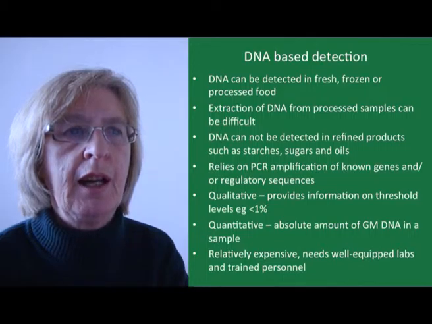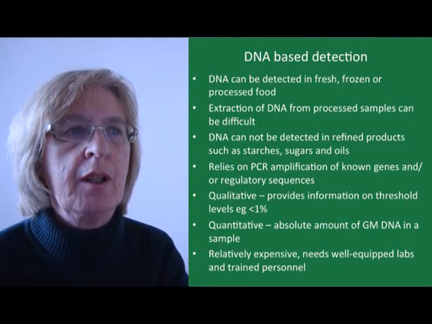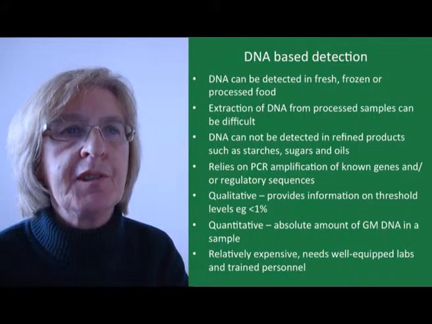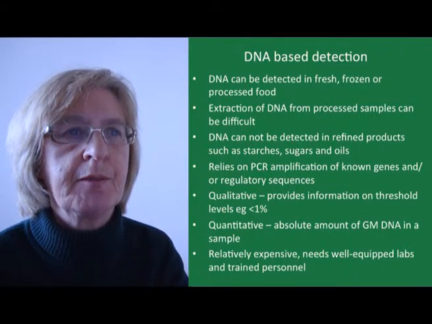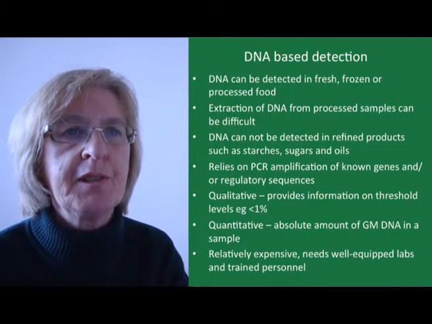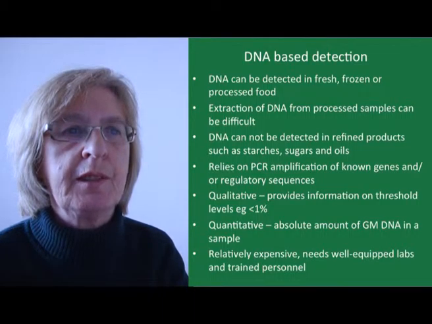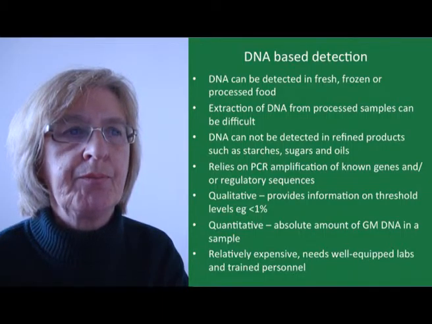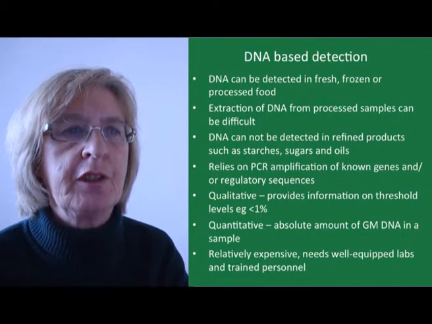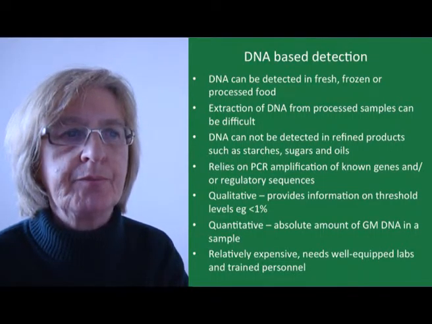DNA-based detection relies on amplification of the DNA via the polymerase chain reaction, based either on commonly used regulatory sequences or on sequences specific to known events. It can be qualitative, which can provide information on simple presence of GMOs or to determine threshold levels, or quantitative, where the absolute amount of GM DNA in a sample is determined. PCR detection is relatively expensive and it needs a well-equipped lab with trained personnel.